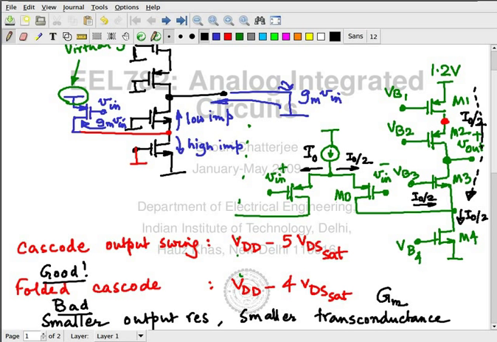Okay? So we have made a lot of assumptions here and there, but more or less this is true. Your power consumption will be doubled.